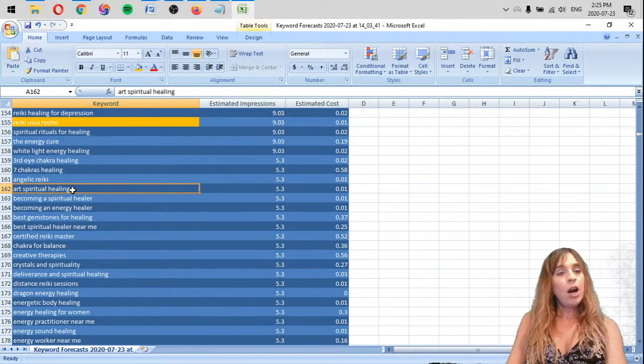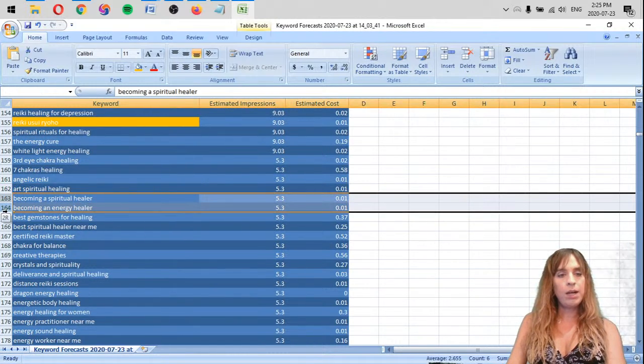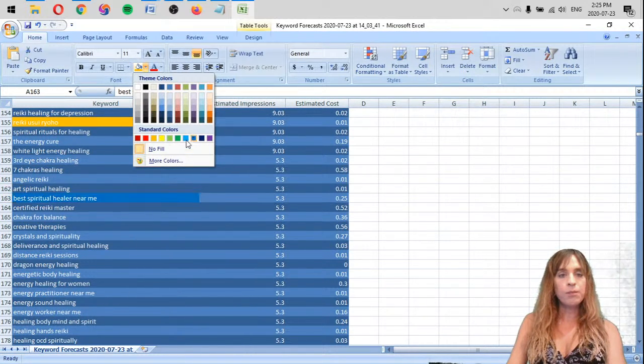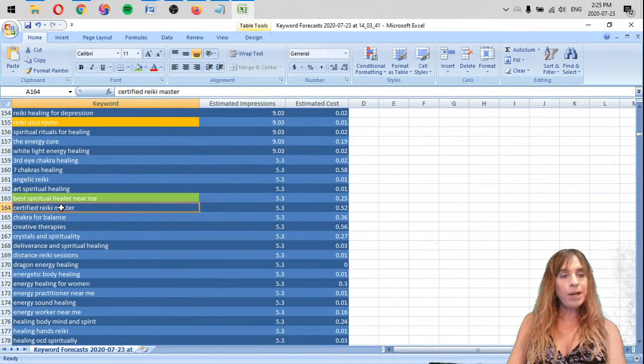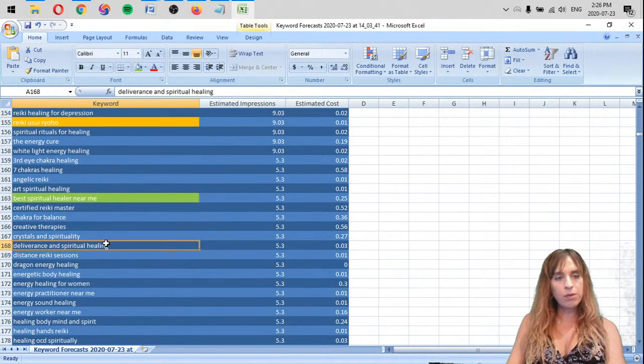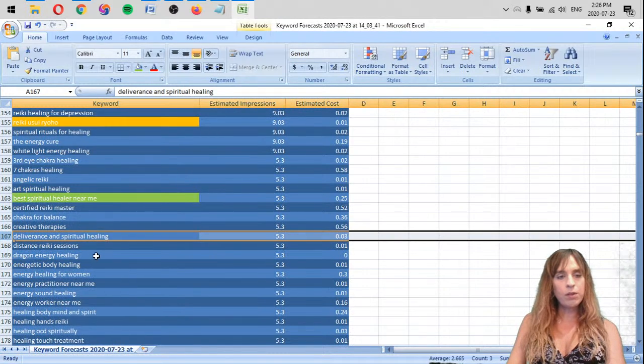So skip that. Art, spiritual healing, not a bad one, but not specific enough. Becoming, no. Best gemstones, no. Best spiritual healer near me, yeah, that works. Certified Reiki master. Maybe, because it could be looking for a certified Reiki master near me, or it could be looking for becoming a certified Reiki master. So I'm not going to mark it as green, but I'm not going to get rid of it either. Chakra for balance, creative therapies, crystals and spirituality. Get rid of the crystal related stuff.